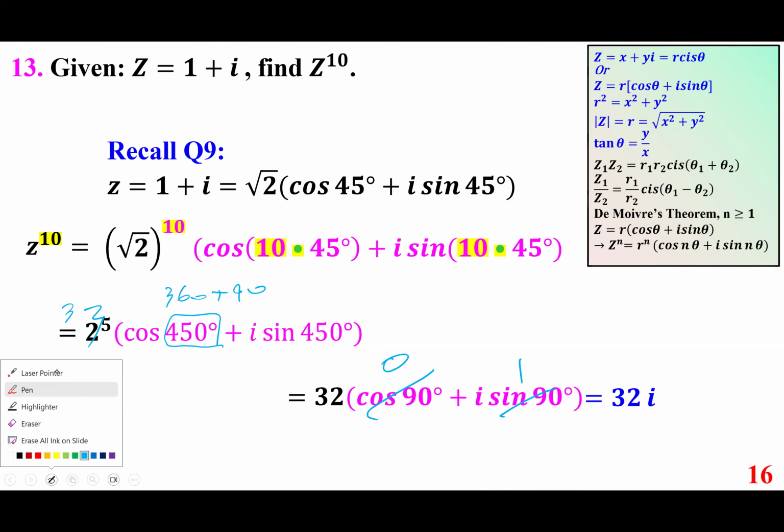In other words, raising z to the power of 10, converting it to polar and raising it takes just a minute. But if you want to raise 1 plus I to the power of 10, that means you're going to multiply by itself 10 times. It takes a long time to do so.